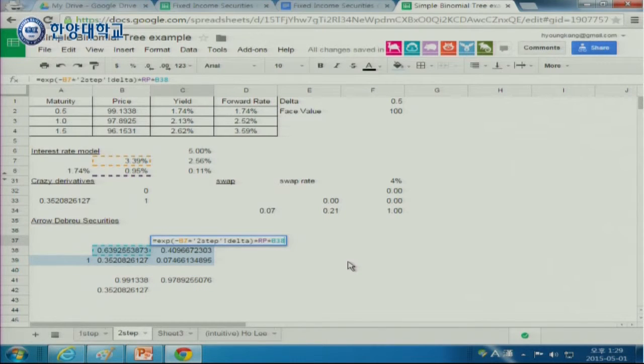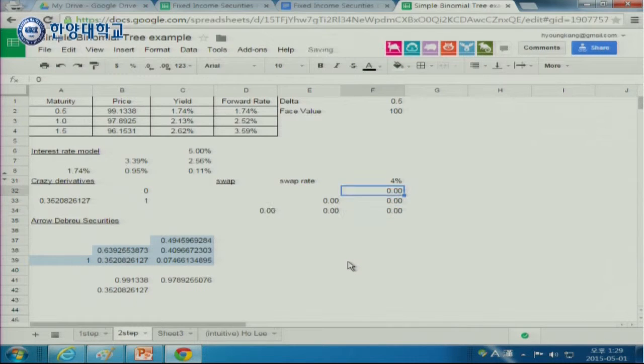Why is this one something? What's strange? RP going up, P7. Let me check it. Strange. Oh, okay, right. Okay. The logic is this one. Now it is called forward induction. Okay, so forward induction. So now I can copy and paste.